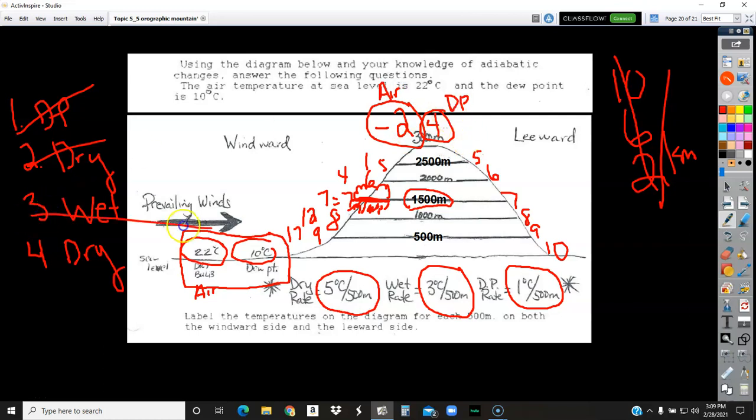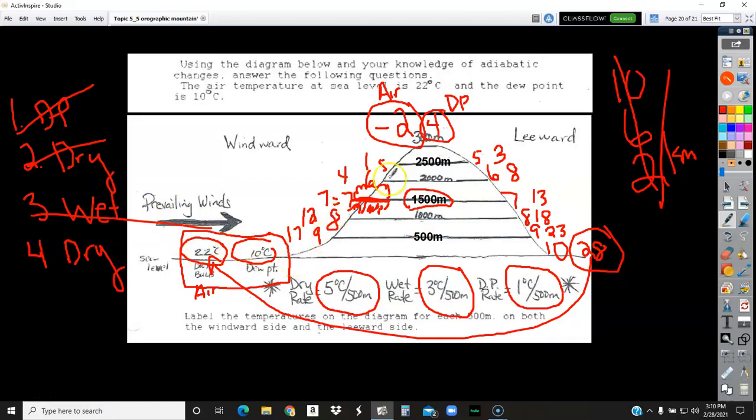Now coming down the mountain, cross that off, I go back to the dry rate. Because I'm going down the mountain, the air is sinking and compressing, so I'm going to go back to the 5 degrees. The dry rate is 5. I'm going to add. Negative 2 plus 5 is 3. 3 plus 5 is 8. 8 plus 5 is 13. 13 plus 5 is 18. 18 plus 5 is 23. And 23 plus 5 is 28. Hopefully I did that correctly. And then I check. Is 28 greater than, all the way back over here, 22? Yes, that means I did it right. This number should always be higher than what you started with back on the other side of the mountain range.